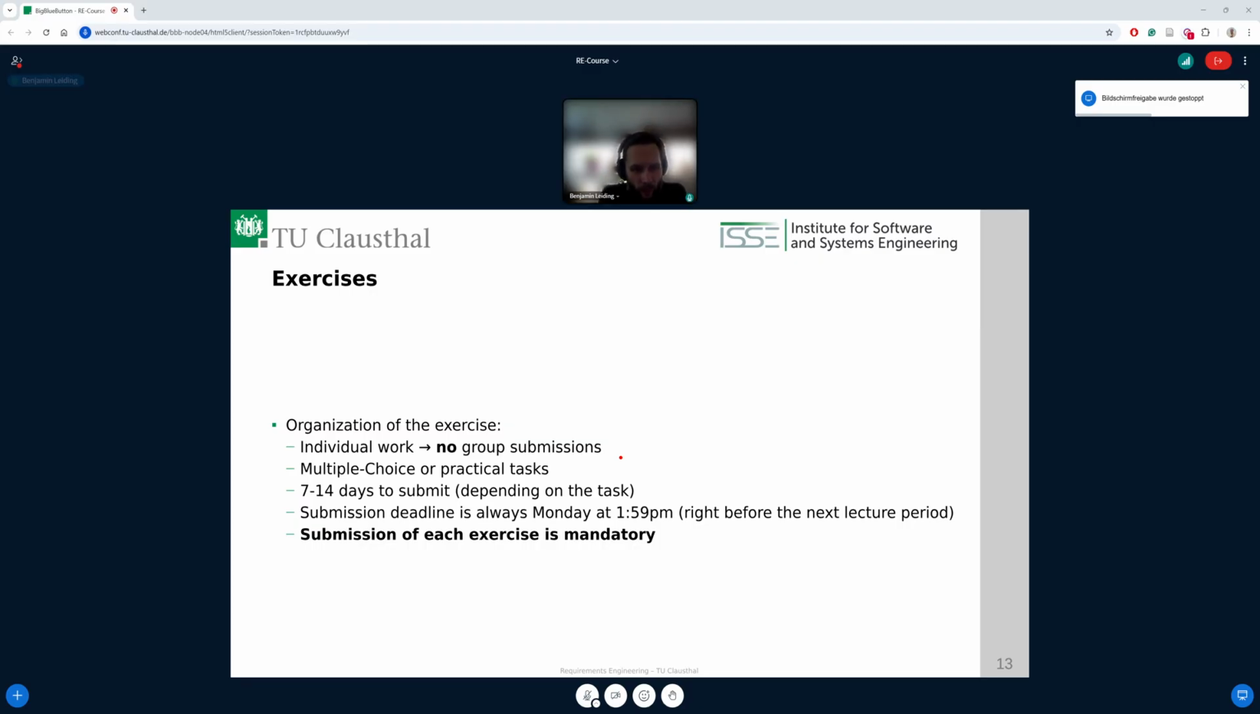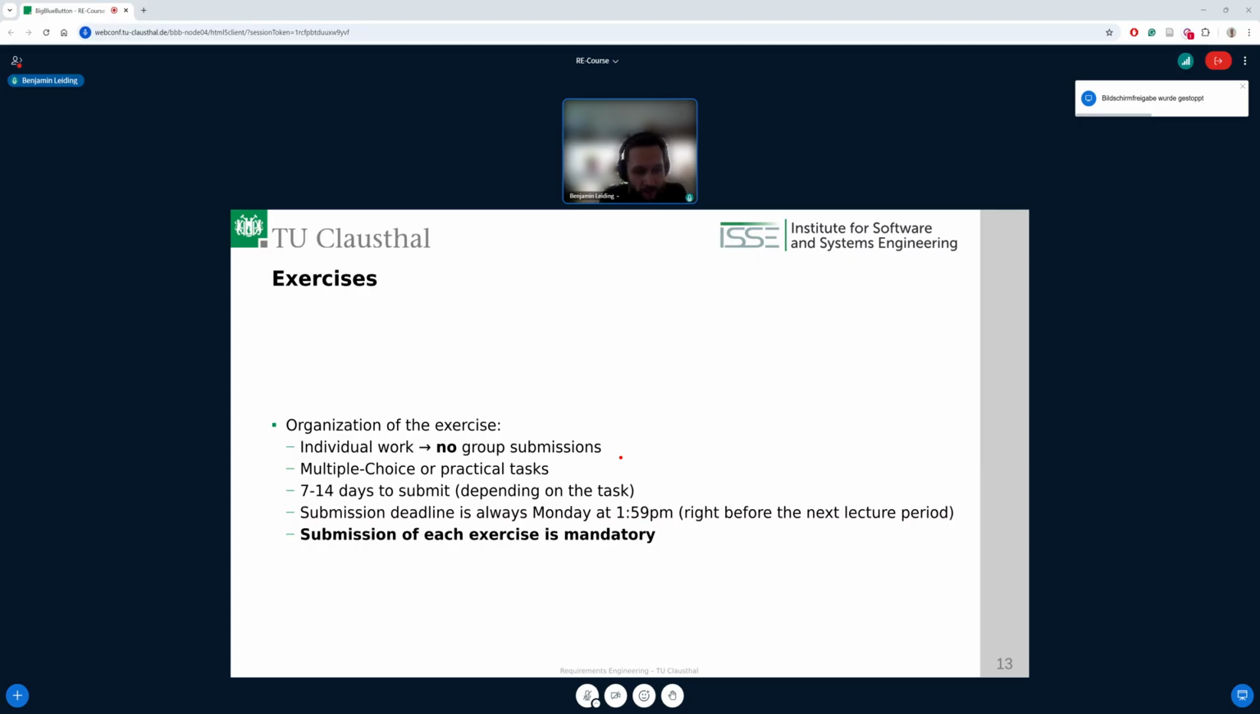Exercises. How are the exercises organized? You have to submit them individually. There are no group submissions. Plagiarism will be punished by failing at least an exercise, or even the full course by not being eligible to join the exam. The exercises are either multiple choice or practical tasks where you have to submit a piece of paper. Usually you have 7 to 14 days to submit. Some smaller tasks, you just have 7 days. Some bigger tasks, you might get 2 weeks. The submission deadline is always Mondays, 1:59 p.m., so just before the actual lecture.